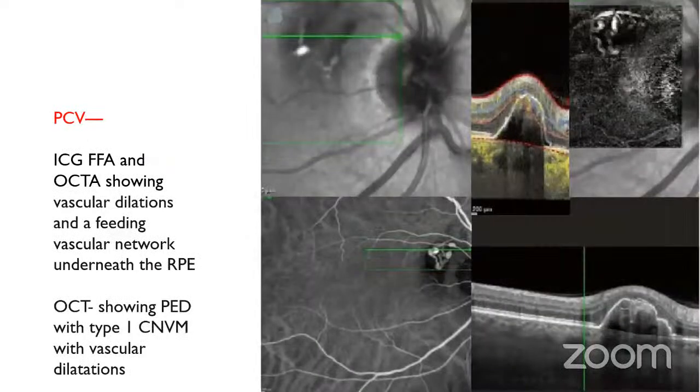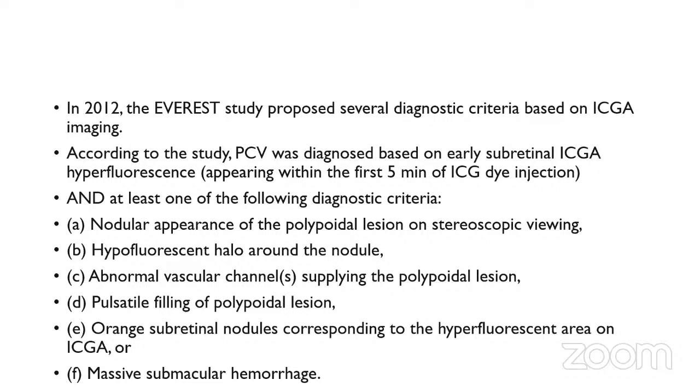In PCV, ICGA, FFA, and OCTA show vascular dilatations and feeding vascular network underneath the RPE. And on OCT, we can see a PED with type 1 CNVM with vascular dilatations. This is to be remembered, especially for the DNB students. In 2012, the EVEREST study proposed several diagnostic criteria based on ICG imaging for PCV. According to that, PCV was diagnosed based on early subretinal ICGA hyperfluorescence, which appears within the first 5 minutes of ICG dye injection. Along with this, there should be at least one of the following diagnostic criteria.